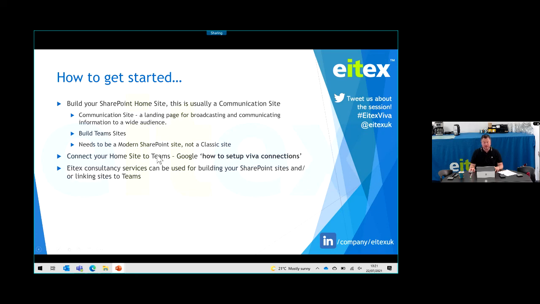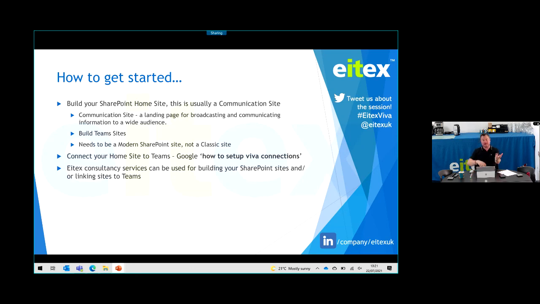Again, it needs to be a modern SharePoint site, not a classic SharePoint site. So if you've been using SharePoint for a number of years, you may well be on a classic site. You may not know the difference. The modern sites look a little bit more fluid, a little bit more well designed. But if you want to know, we can help you. If we look at your SharePoint site, we will be able to tell you instantly whether that's a classic site or a modern site. If it is a classic site, you can upgrade it. You don't need to do any rework, anything like that. We can upgrade that into a modern SharePoint site.